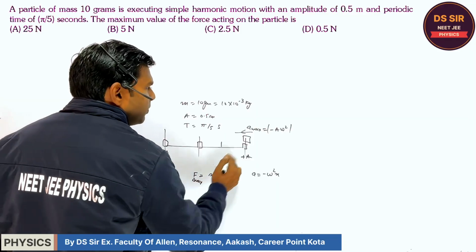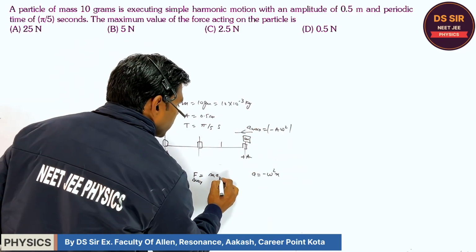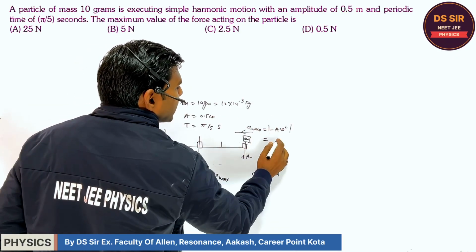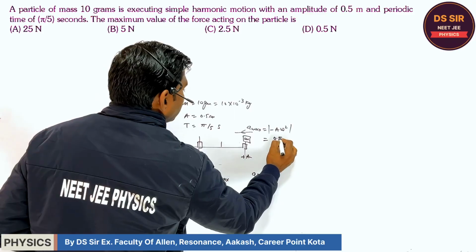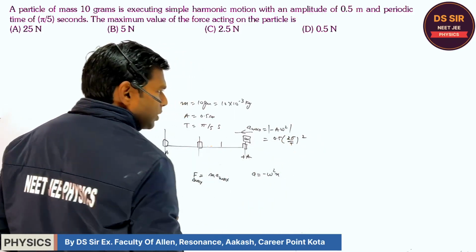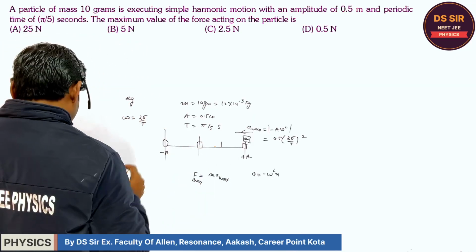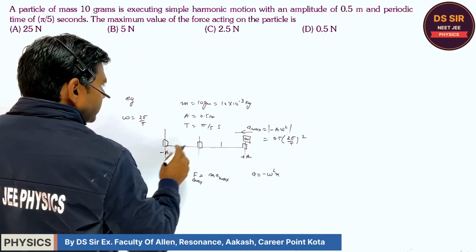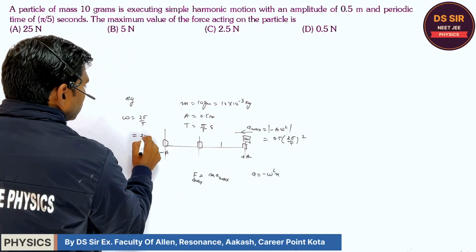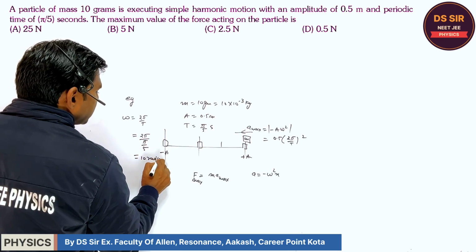The maximum force will be equal to mass multiplied by maximum acceleration. So mass is given, A max is what? I am writing the magnitude. A is 0.5, and omega square is 2 pi by T whole square, right? Or the omega you can find separately, 2 pi by T. This T is pi by 5 second, so omega is 10 radian per second.